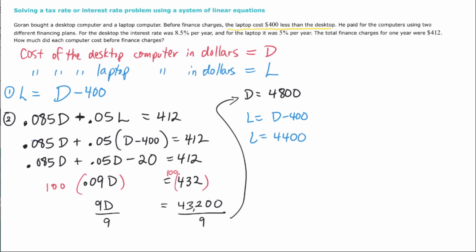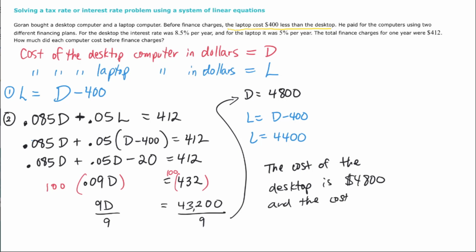Let's answer the question in a complete sentence. You know, if the problem's given to you in words, you should answer it in words. The cost of the desktop is $4,800, and the cost of the laptop is $4,400 before finance charges.